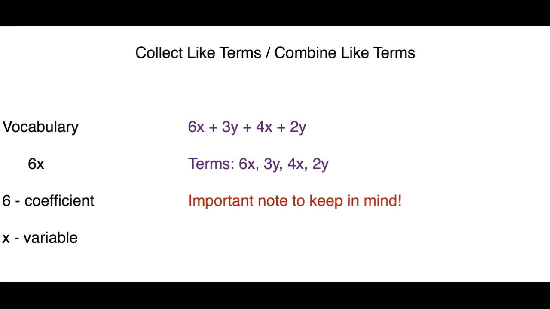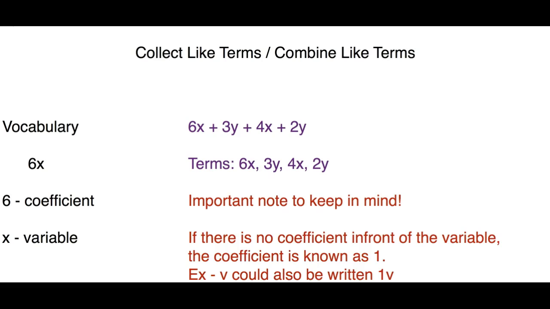Before we go any further on solving this problem, there's an important note that you must keep in mind. If there is no coefficient in front of the variable, the coefficient is known as 1. For example, if you see just the letter v, you know that you could also write it as 1v.